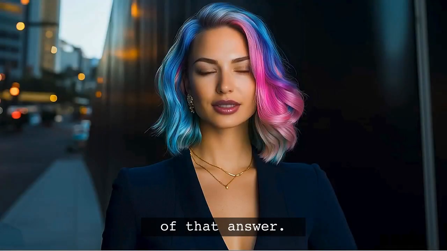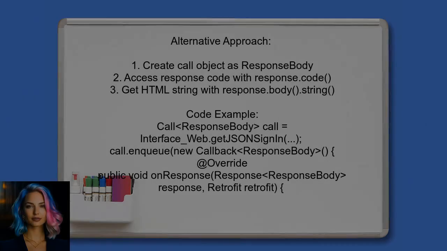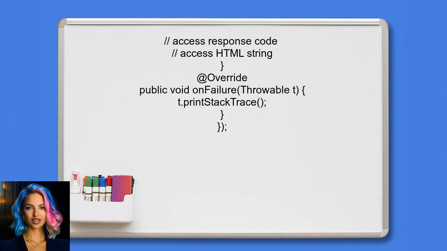That's the end of that answer. Let's see another perspective. An alternative approach suggested by a user involves creating your call object as ResponseBody. This allows you to access the HTML response more effectively. You can retrieve the response code and the HTML string using response.body().string().